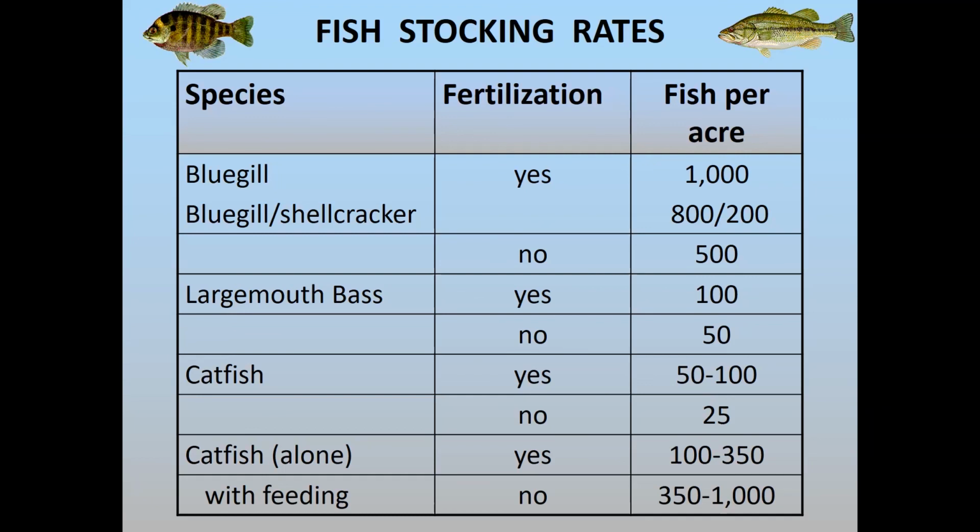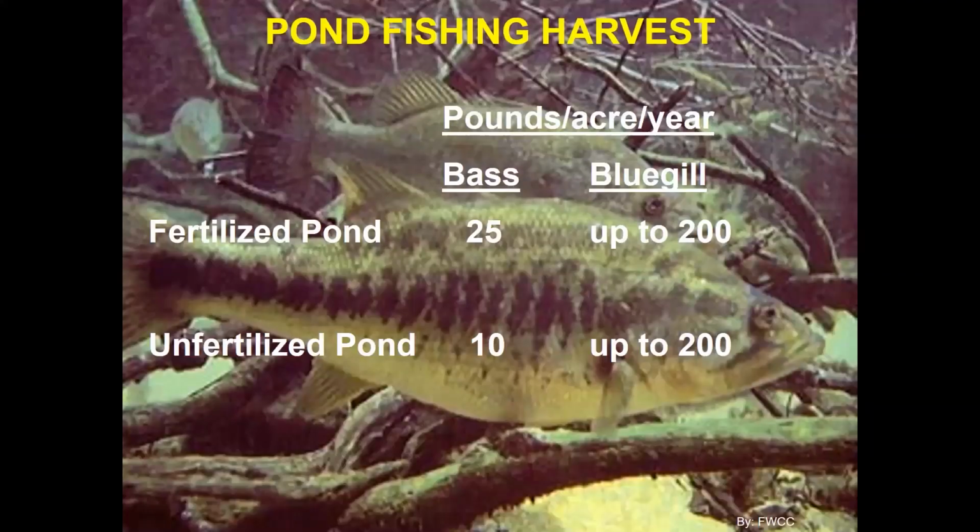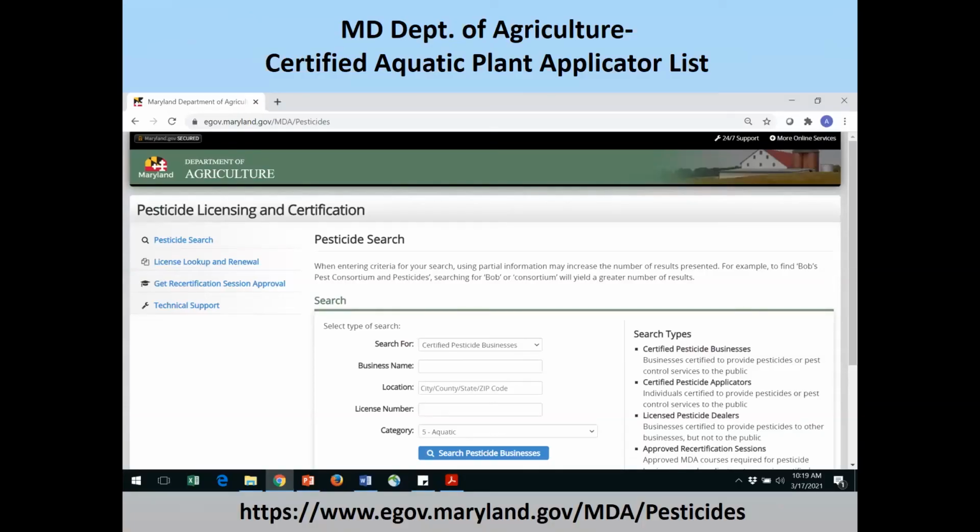what a pond can produce. Oftentimes people think that they can produce a lot of fish in a pond, and if you're using it for multiple purposes, chances are you are not going to be able to produce a lot of fish unless you're specifically managing it for that. So this gives you an idea of what you could harvest on an acre basis. If it's a managed pond, you might get 25 pounds of bass and maybe 100 or 200 pounds of bluegill, for example.